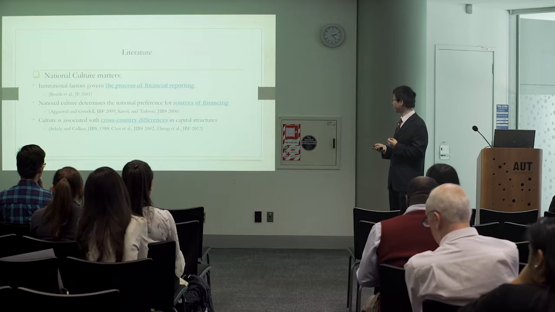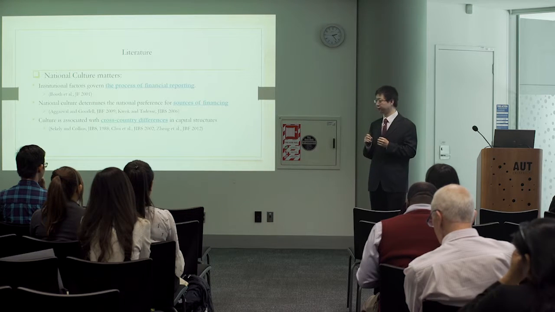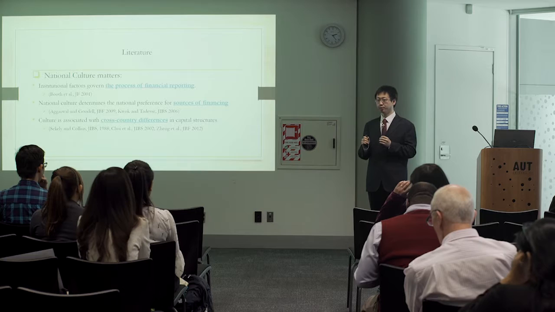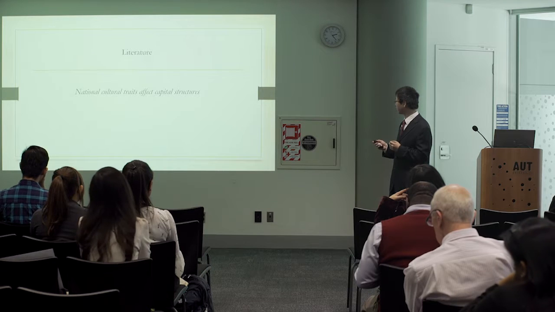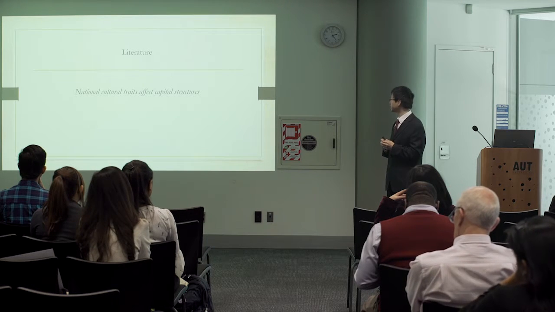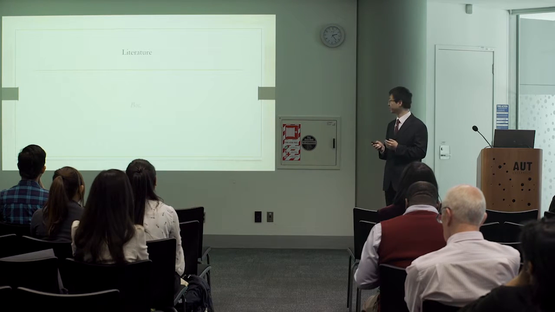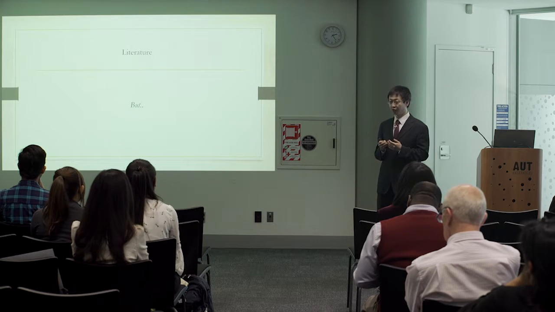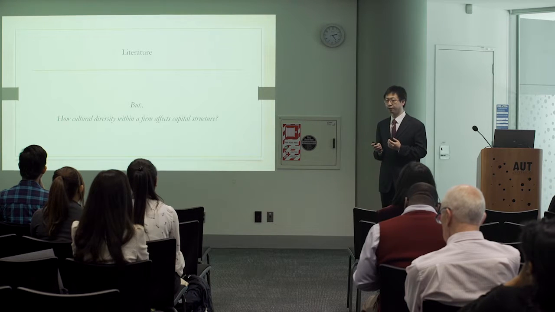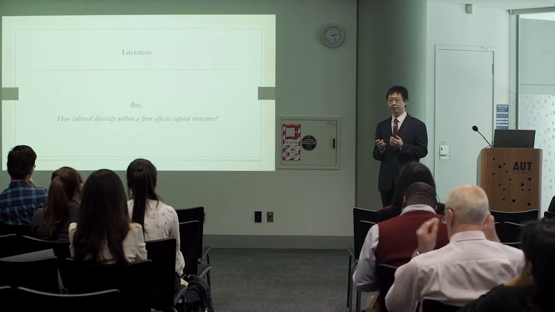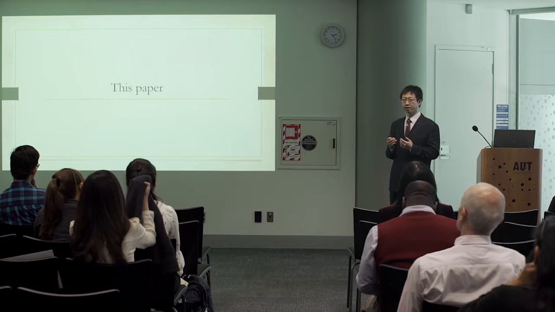Okay, and also several other papers find that there is a difference at the firm level. There is a difference in capital structure among different countries. However, all the studies suggest that national culture traits affect the capital structure. But all the studies are looking at the outside of the firm, how the outside culture affects the firm. What culture diversity within a firm does to the capital structure has not been investigated. So our paper is going to investigate these questions.